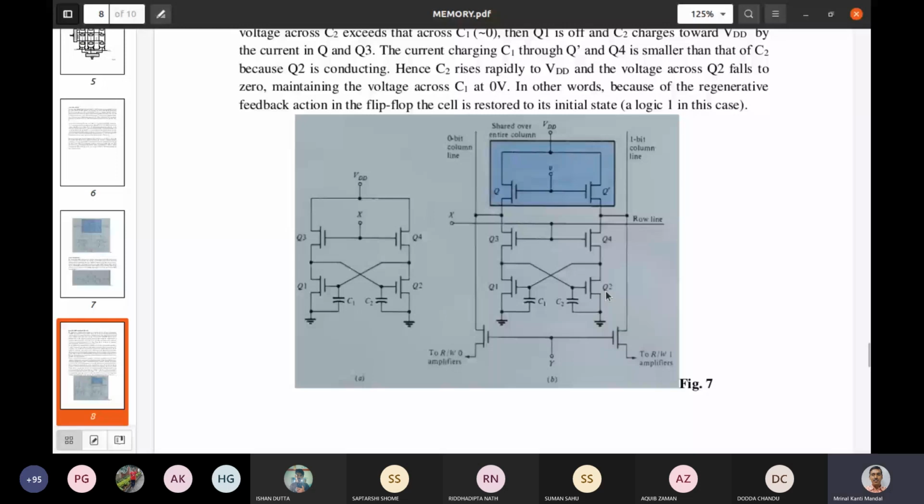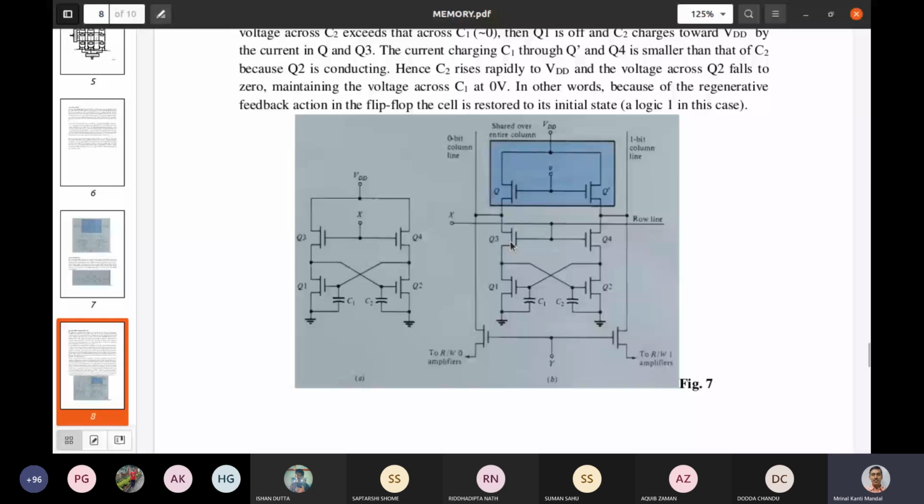If Q2 is on, that means its gate voltage is high, so it will turn on, and its output voltage is effectively low. So this low output voltage means the capacitor voltage C1 is low. With this low voltage, Q1 cannot be on, so it is in the off state. And you see these are connected, so it can be considered as the load at the same time.